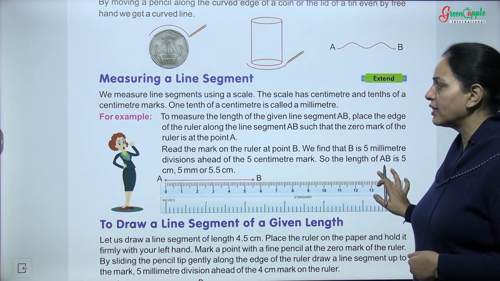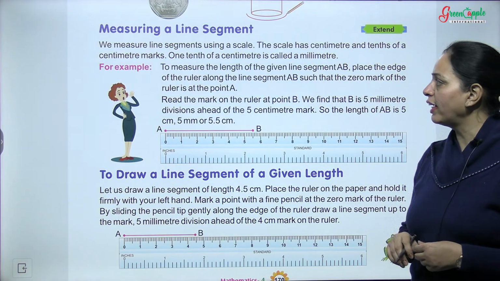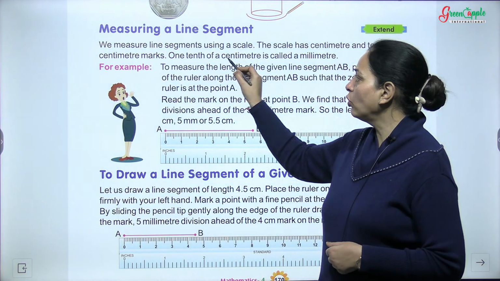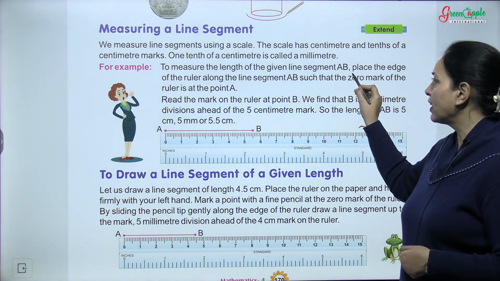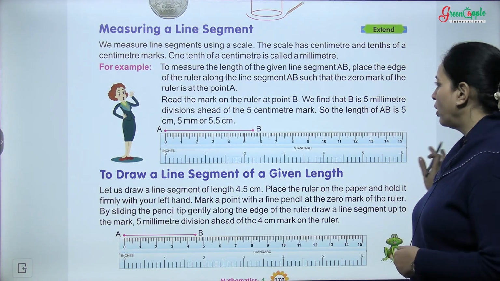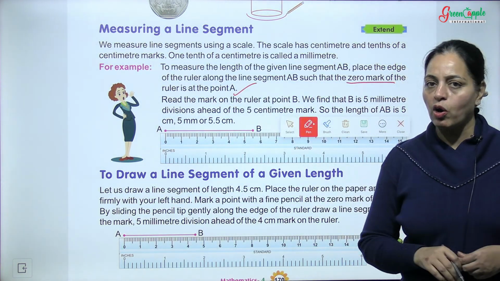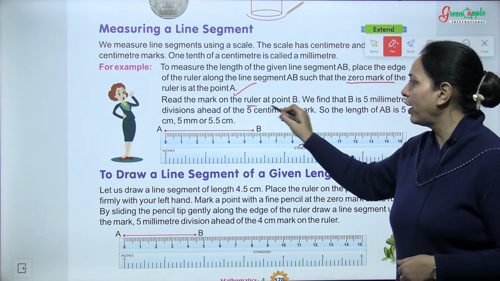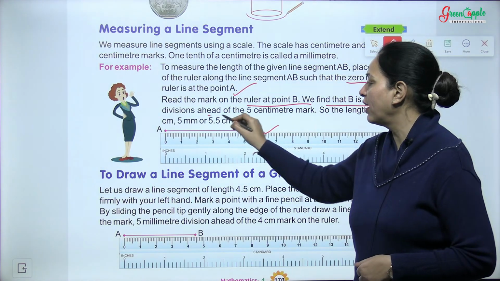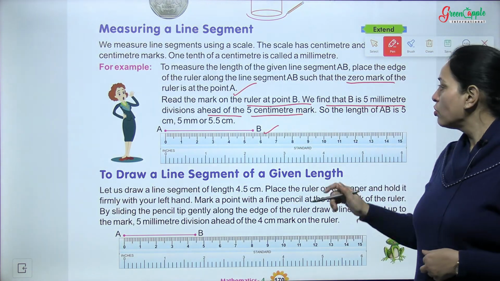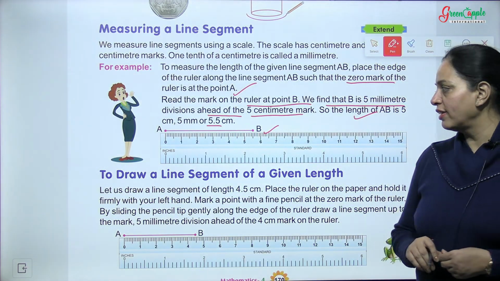Now how to measure a line segment? We measure a line segment using a scale or ruler. The scale has centimeters and tenths of a centimeter marks. One tenth of a centimeter is called a millimeter. For example, to measure the length of the given line segment AB, place the edge of the ruler along the line segment AB such that the 0 mark of the ruler is at the point A. Now read the mark on the ruler at point B. We can find that B is 5 millimeter divisions ahead of the 5 centimeter mark. So the length of AB is 5.5 centimeter. You can see it.